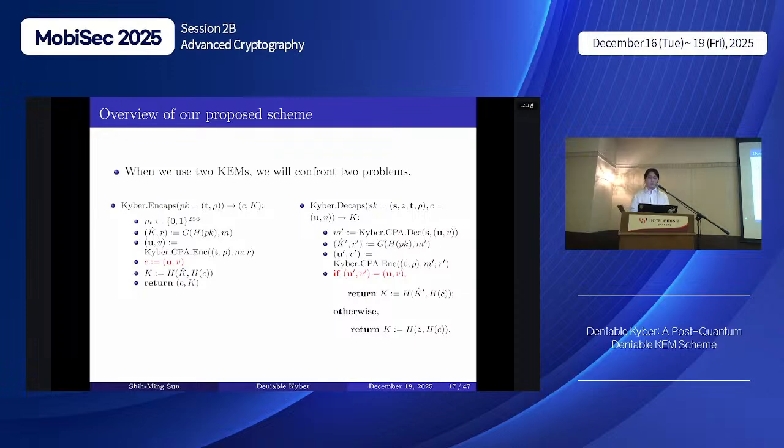When we look into the original scheme, we see two problems. The first one is in encapsulation: we now have two ciphertexts, but we only want to output one ciphertext. And in decapsulation, after the re-encryption, it is compared to the ciphertext, but we now have two ciphertexts to compare, so we need to compare them at the same time.